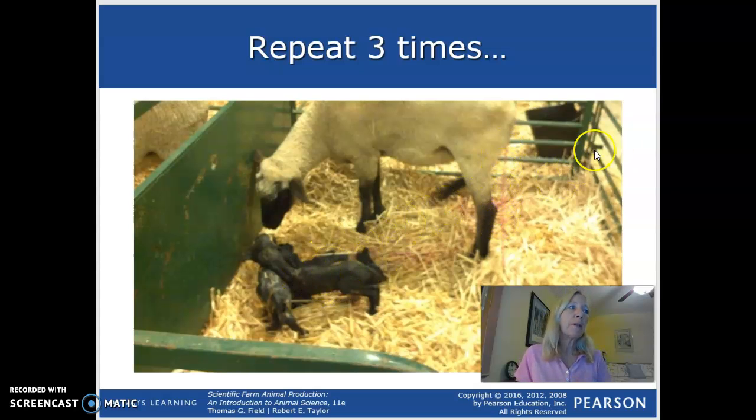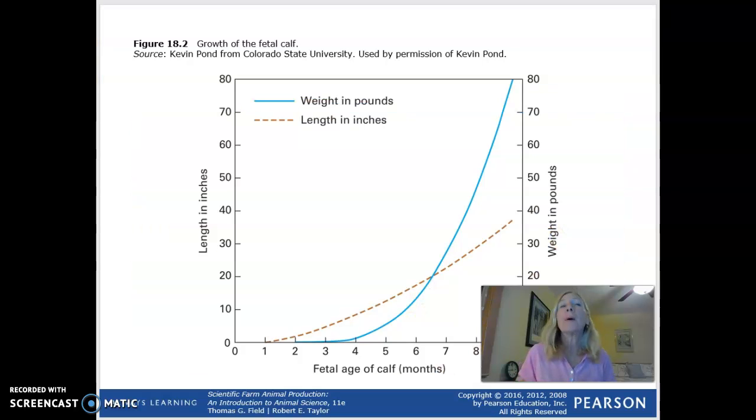So she will lick her babies dry, and at that time of licking her babies is when she is bonding to her babies. And this ewe successfully raised all 3 of those babies. Well, that was the fun part. Here's the more knowledge-oriented part.